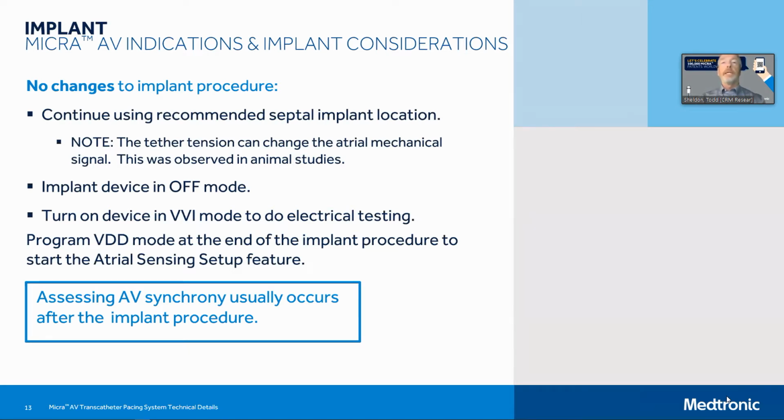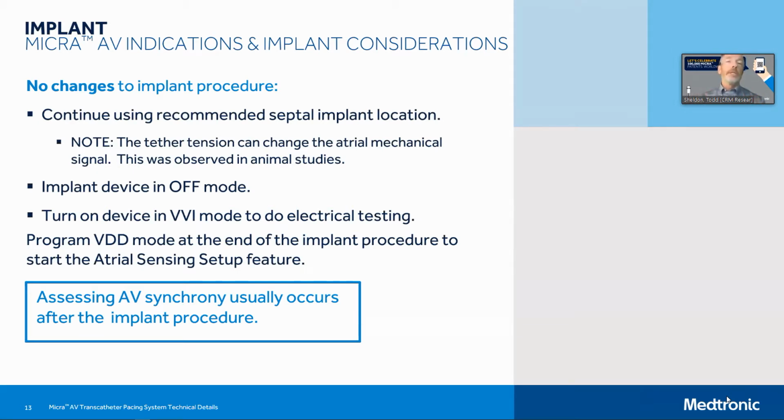So we're not recommending you search for a particular site to get the best accelerometer signals. In general, it's more about the atrial kick than where in the ventricle the Micra is implanted. We've also seen that the tether can affect the accelerometer signal, so some tension on that. It's not always clear, before you cut the tether, what the accelerometer signal is.